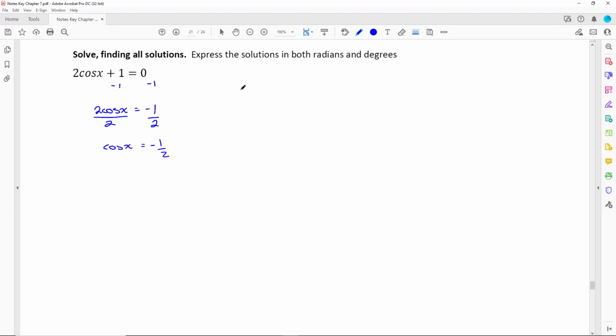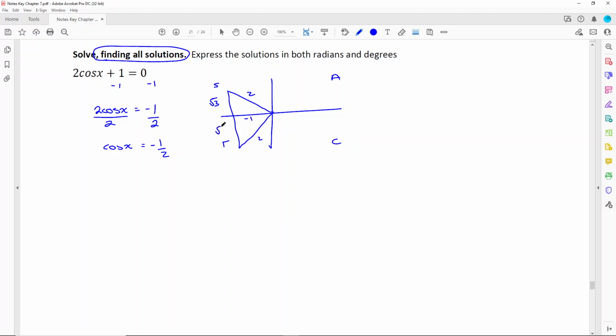Then I draw my special triangle. So I always want to put in the CAST because I want to say, well, where are the solutions? Now, this wants me to find all the solutions, but in order to do that, all the questions start the same. We have to figure out which two quadrants they're going to be in. So since cos is going to be negative, it's going to be in quadrant 2 and quadrant 3. All right, negative a half. So the adjacent is negative 1. The hypotenuse is 2, which makes it my 1, 2, root 3 triangle again.